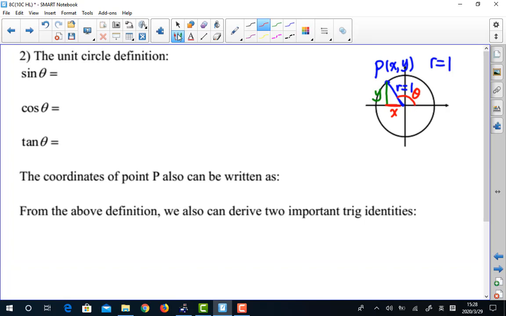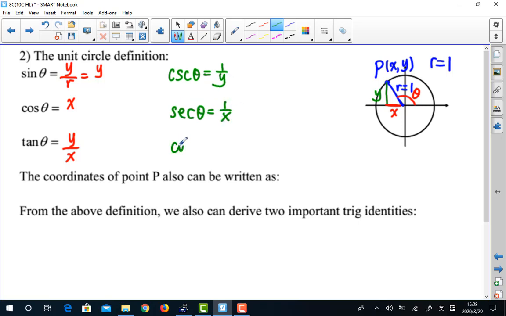Based on the general definition, we know sine theta equals y over r, but r equals 1. So we have y over 1, which is y. Cosine theta equals x over r. R equals 1. It's just x. And the tangent theta equals y over x. For HR students, you can derive the trig ratios in the unit circle based on the general definition yourself. So cosecant theta should be 1 over y. Secant theta should be 1 over x. Cotangent theta should be x over y.